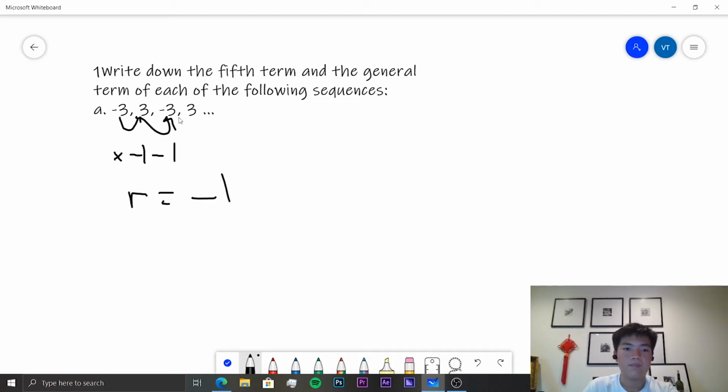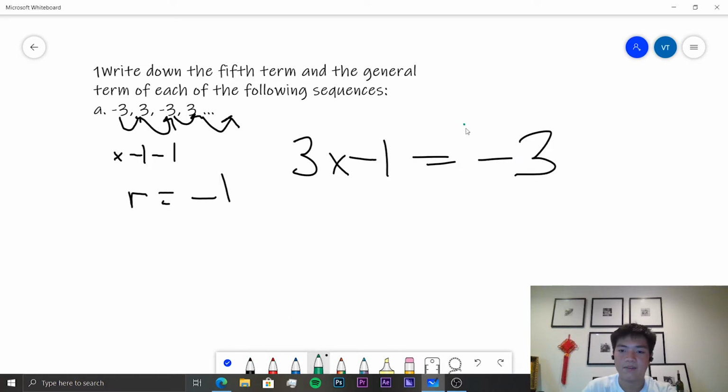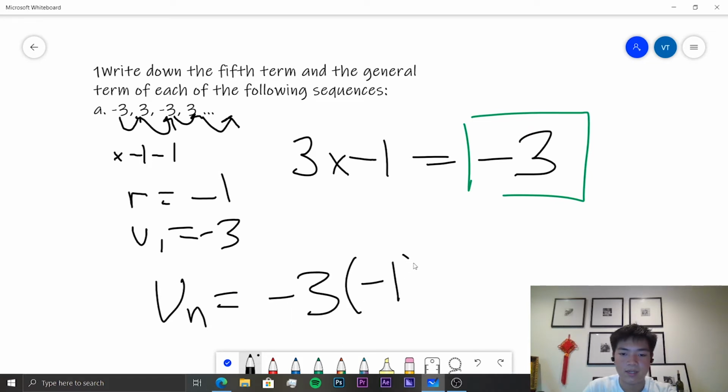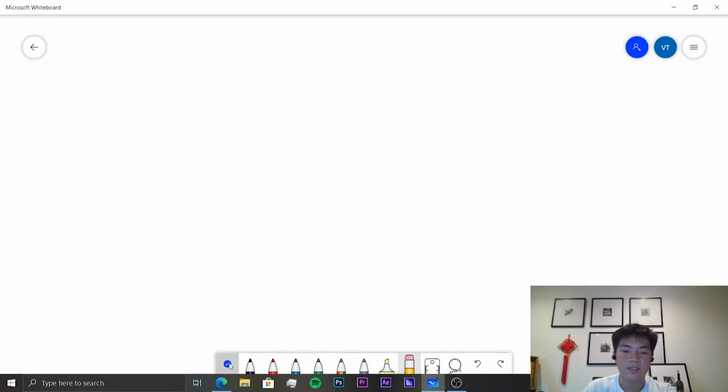To find the fifth term, well, it's just 3 times -1, 3. So that is the fifth term of this sequence. And to get the general term, well, we know that r is equal to -1, and the first term was -3. So we know that the general term is equal to -3 times -1 to the power of n minus 1. Easy peasy. So, okay, let's move on to our next question.